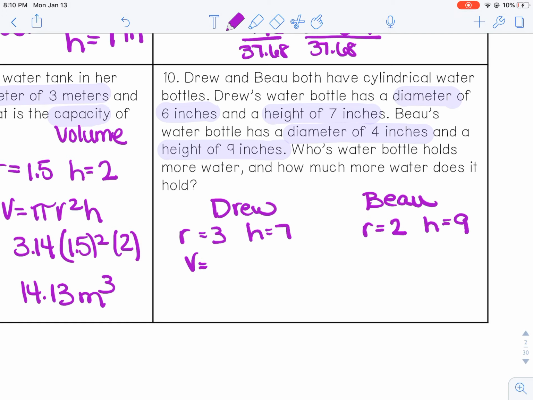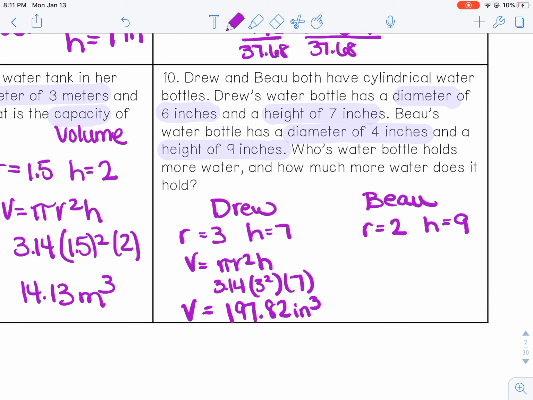So I'm going to do my formula. Volume equals pi r squared height. So 3.14 times 3 squared times 7. Okay, so the volume of Drew's water bottle is 197.82 cubic inches. Do the same with Bo, so 3.14 times 2 squared times 9 gives me volume of 113.04 cubic inches.